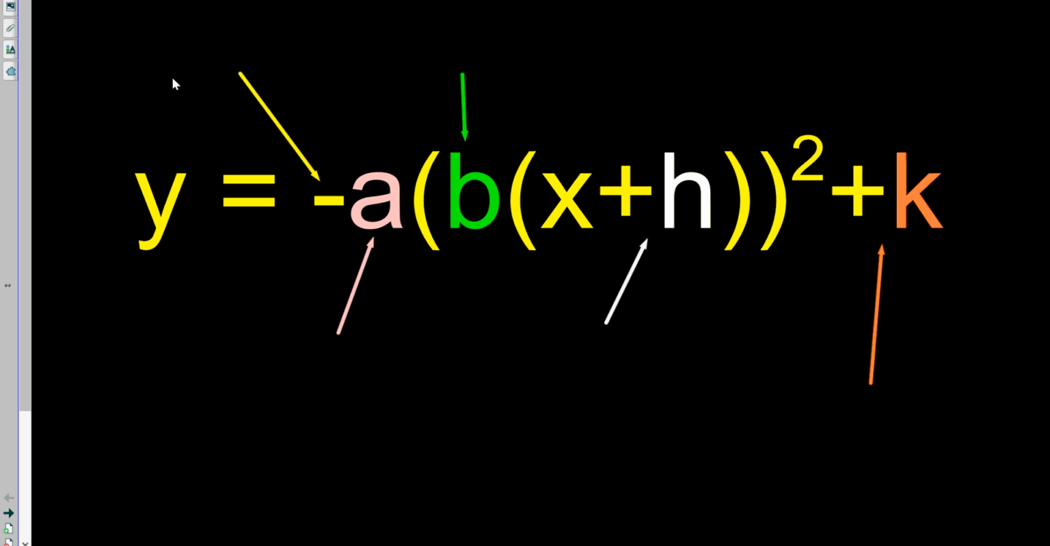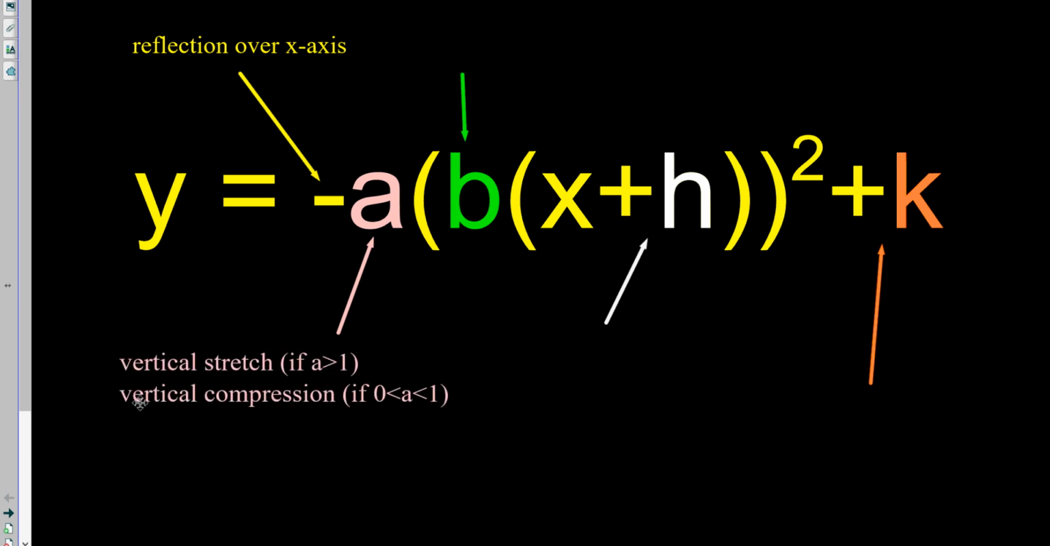If you want to take some notes on this, that would be wise. The negative on the outside is a reflection over the x-axis. If you need to pause and write this down, it'd probably be a good idea. The A, we said, is a vertical stretch if it's bigger than 1. If it's a fraction or a decimal between 0 and 1, it's called a vertical compression. So if there's a 2 out there, it's a vertical stretch of 2. If it's a 0.5, it'd be a vertical compression of 0.5. I forgot to type that in here.